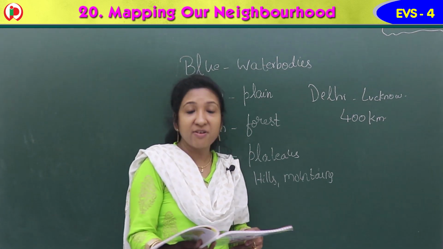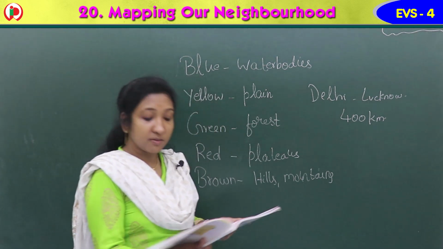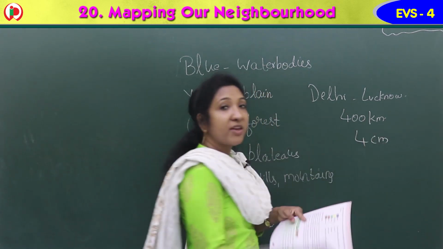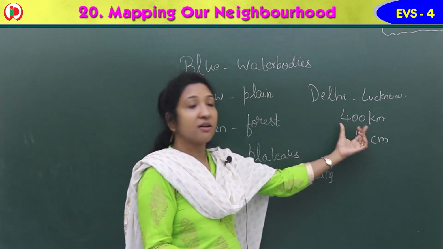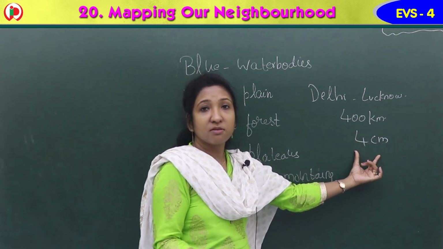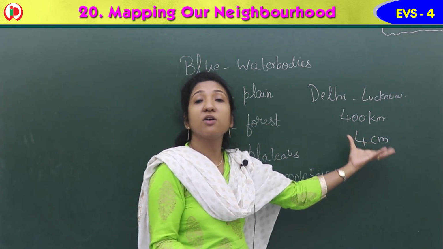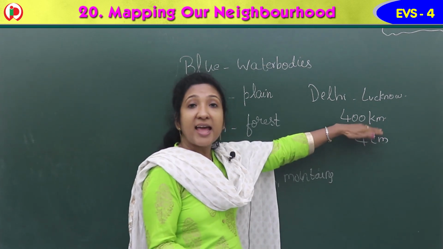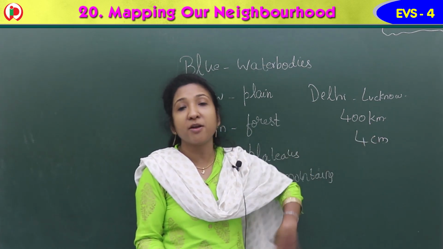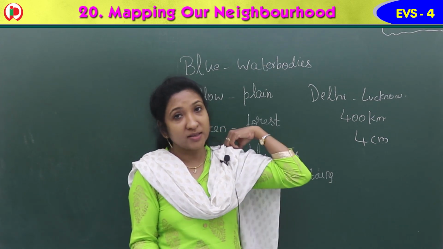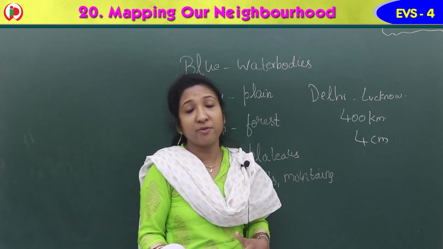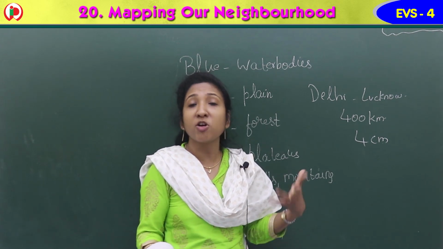But on a map, when we show this, the distance between these two places is only 4 centimeter we will show. We have to reduce the area into this much. Then only we can show this on a map. 400 kilometer exactly, how can we show on a flat paper on a map? It is impossible, isn't it? A larger area we cannot show on a plain paper, on a map or a chart.